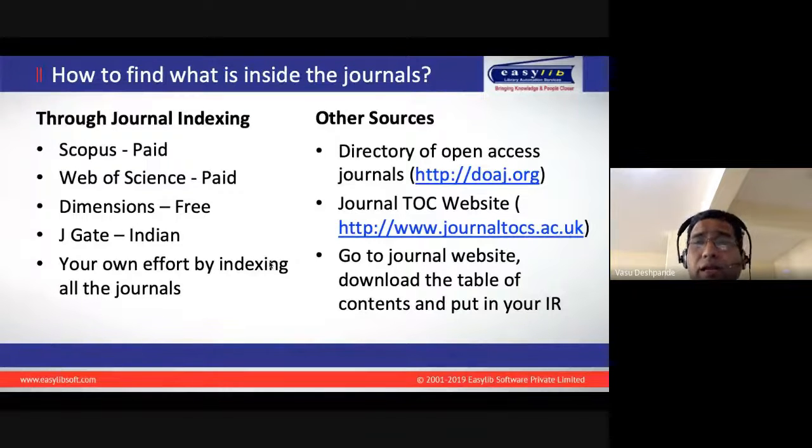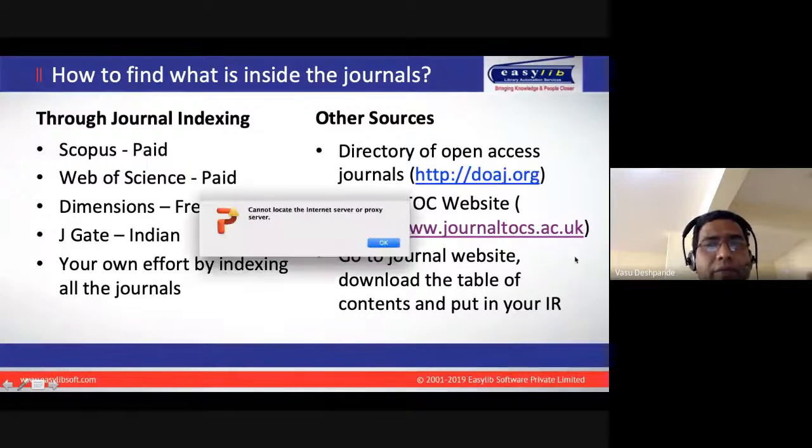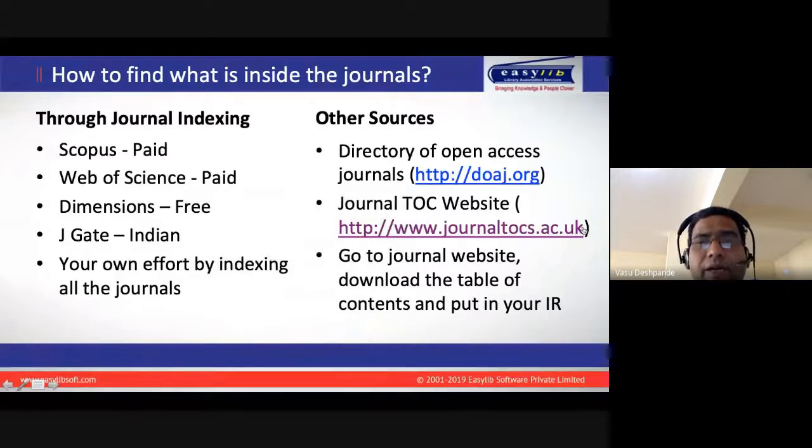Okay, then there are other sources also, which are a mix of the journals as well as the contents in them. One is the most popular one, the Directory of Open Access Journals. Then there is the website journaltocs.ac.uk. I'll straight away go over there. It's so important. And when you go there, you will be able to see. Okay, so all right, let me open that directly in the browser. Okay, so this journal, right?